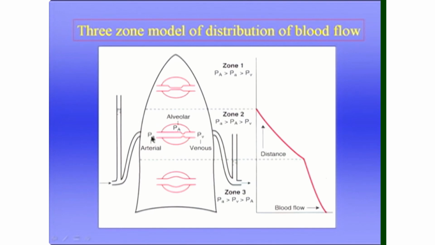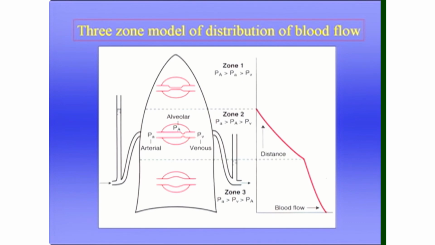to a point where the arterial pressure exceeds the venous pressure, which of course it always does. But in this situation, the arterial pressure exceeds the alveolar pressure, therefore there's flow, but the alveolar pressure exceeds venous pressure. Now this is a very interesting situation. It's called zone 2, and it turns out that the blood flow through this region of the lung does not depend on arterial minus venous pressure, as you might think.